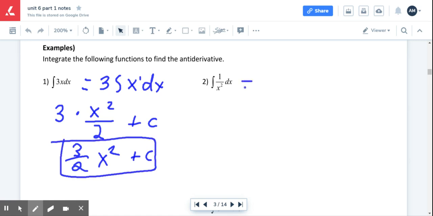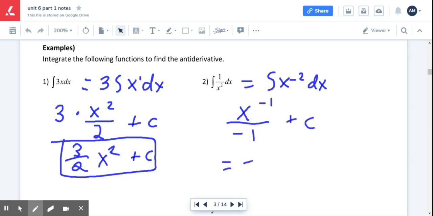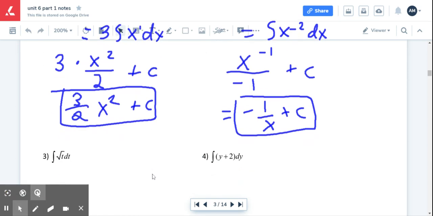So this one, I want to rewrite, as always, just like we did with derivatives, so it's an exponent. So we're taking the antiderivative of x to the negative second power. So just like before, we're going to add 1. So negative 2 plus 1 is negative 1, divided by negative 1, plus c, which is just negative 1 over x plus c. So that's another power rule.